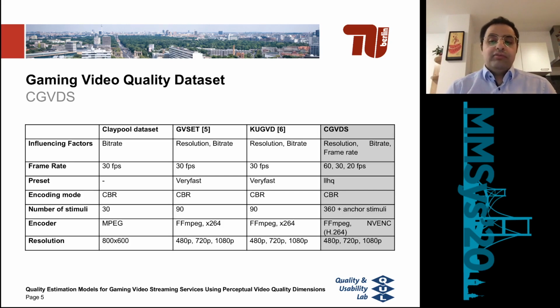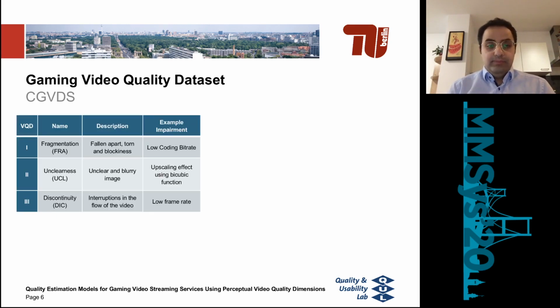And we had over 150 participants in this test. Another difference in this dataset compared to previous datasets is that, in addition to video quality, we also asked for fragmentation, which is more similar to blockiness. Then we asked for unclearness, which is similar to blurriness, and discontinuity, which is when we have a low frame rate and there is an interruption in the flow of the video, or stuttering in the video.